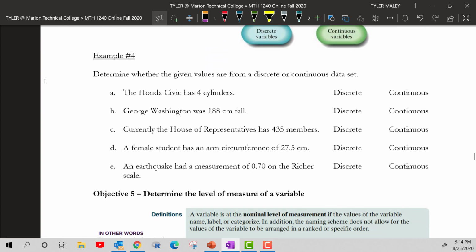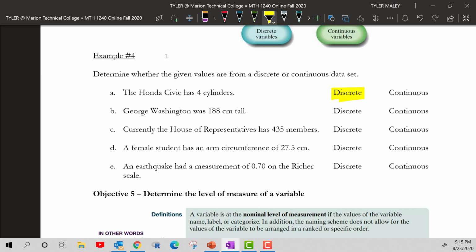So I have an example here to look at this a little more. We're just trying to determine whether each of the given values is discrete or continuous. So we have the Honda Civic has 4 cylinders, right? So again, just try to ask yourself, if I have another cylinder, that gets me to 5. Can I have something in between? Can I have like 4.36 cylinders? The answer is no, right? So that's discrete.